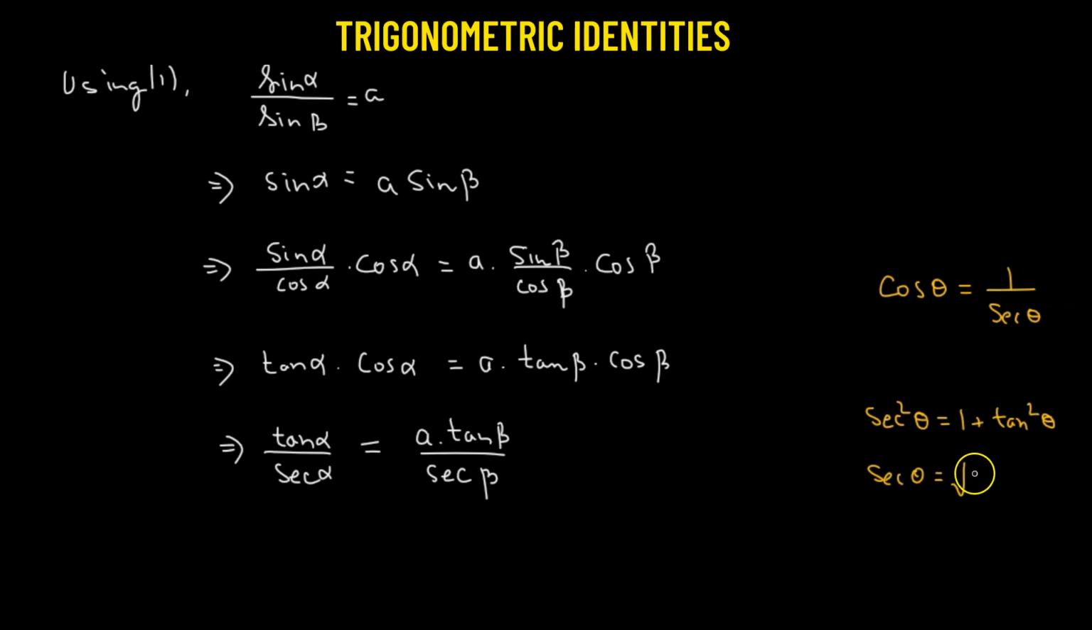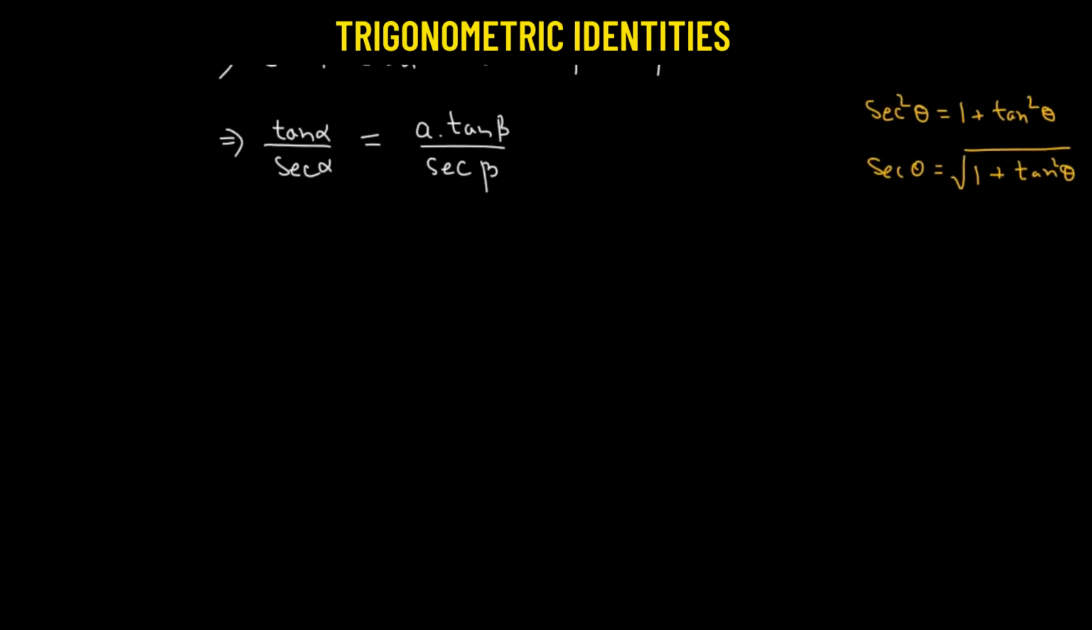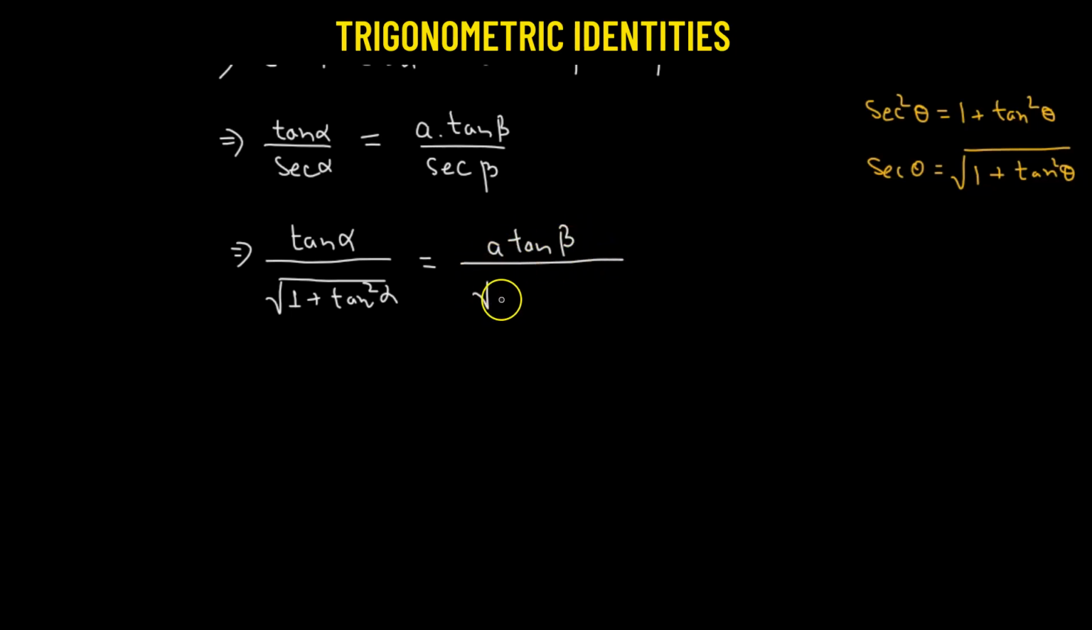So this is going to give us secant of theta equals the square root of 1 plus tangent squared theta. That means in our case, the denominator portion can be rewritten on both sides. So we are going to have tangent of alpha divided by secant of alpha in the denominator. This can be replaced with the square root of 1 plus tangent squared alpha, which will be equal to a times tangent of beta divided by secant of beta. So secant of beta will be the square root of 1 plus tangent squared beta.